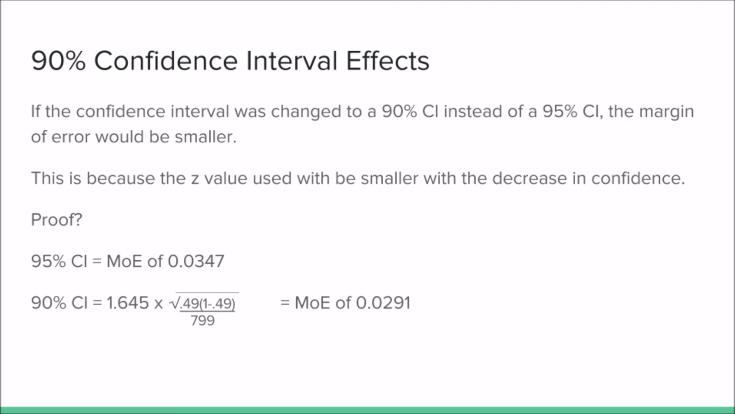If the confidence interval were changed to a 90% one, instead of a 95%, the margin of error would be a lot smaller. Well, at least a little bit smaller.